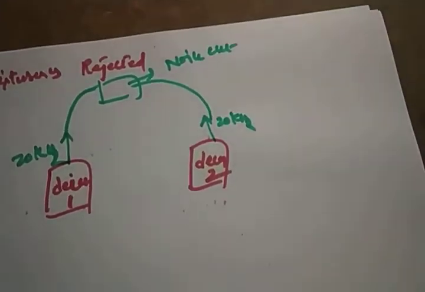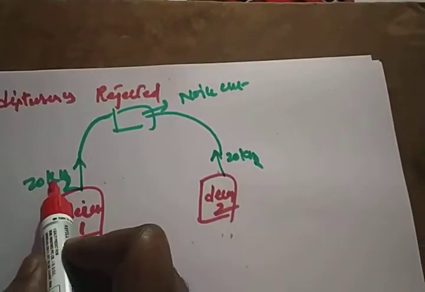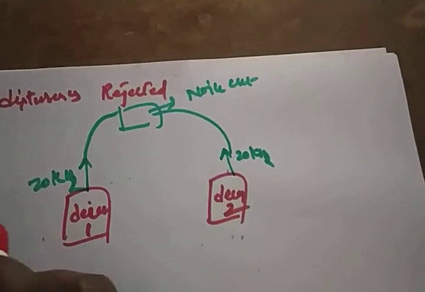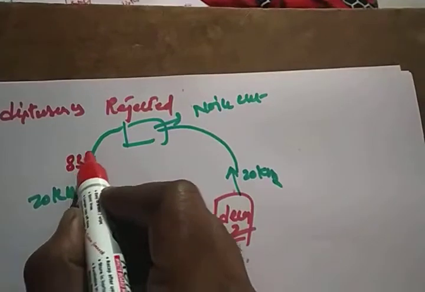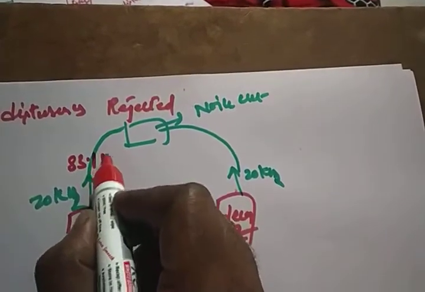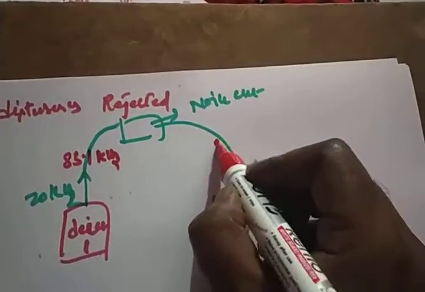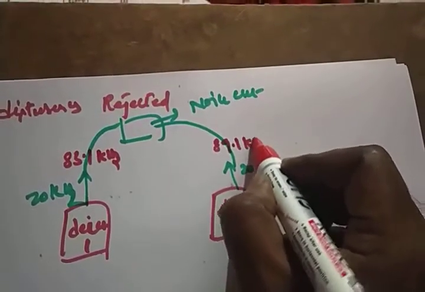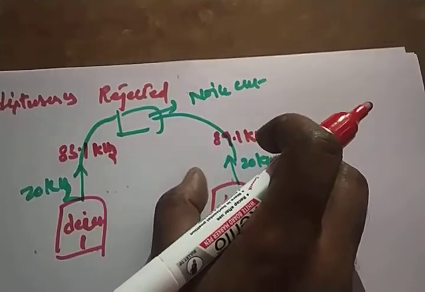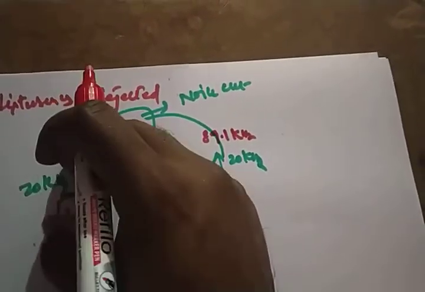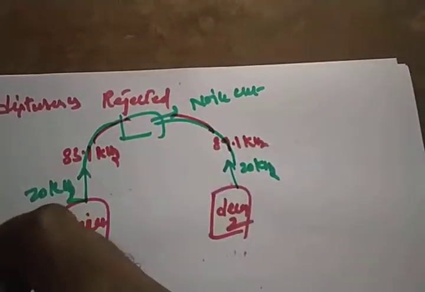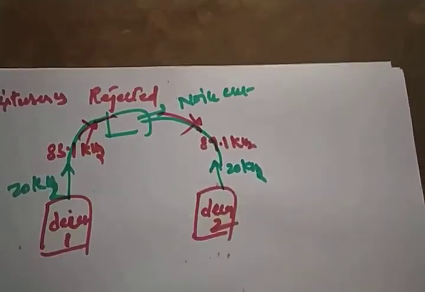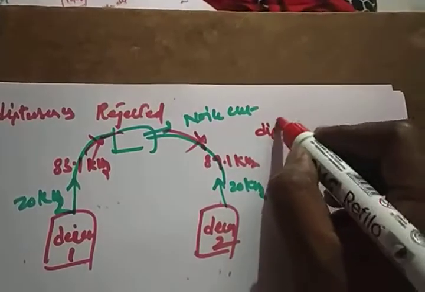right? Now if you apply modulation, that means this 20 kilohertz signal is combined with a high frequency signal. So the output may be 83.1 kilohertz or it may be 89.1 kilohertz. So these two signal frequencies are different after modulation. Definitely these two signals won't contact anywhere. Is there any contact? No contact anywhere. Definitely the disturbances will be rejected.